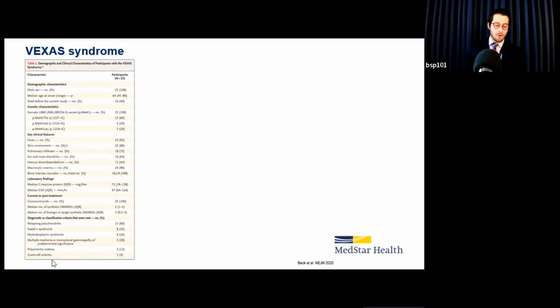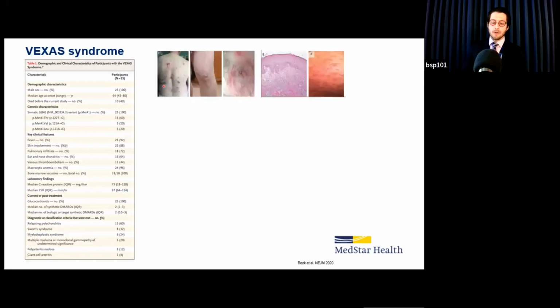But this is important that a lot of these patients had a different diagnosis before this was discovered. So some patients were thought to have relapsing polychondritis, Sweet syndrome because of the skin involvement, MDS because of the changes in bone marrow, polyarteritis nodosa, giant cell arteritis. So again, these are patients that are going to be seen by everyone, not only by hematology. And here we have some of the manifestations, so you have an idea.